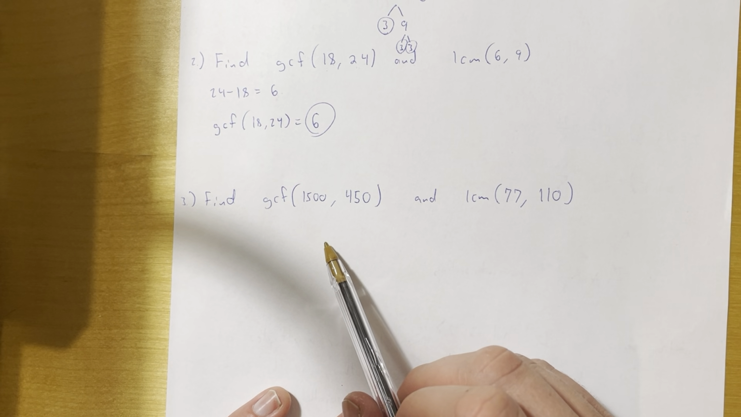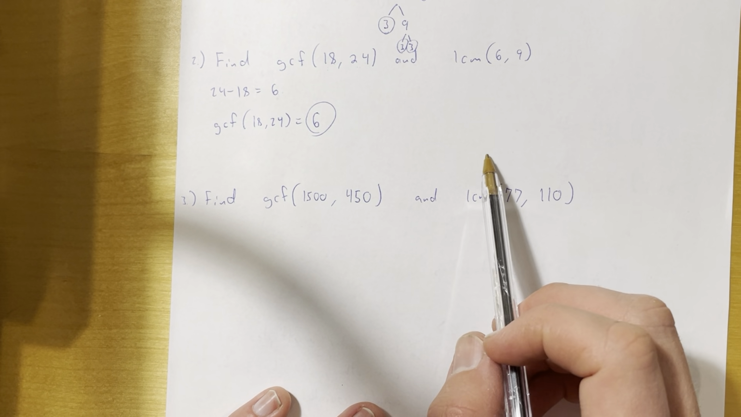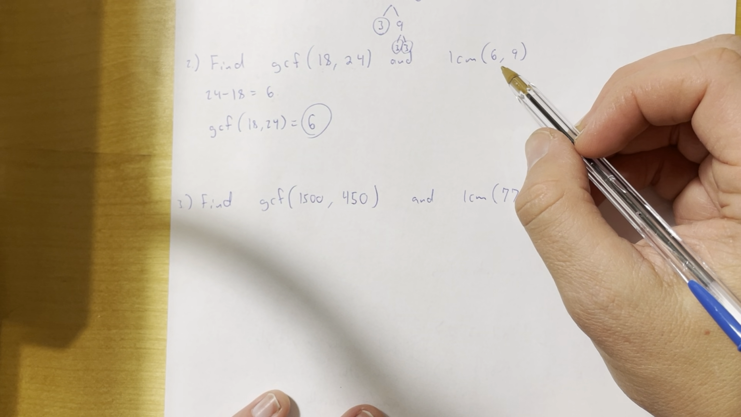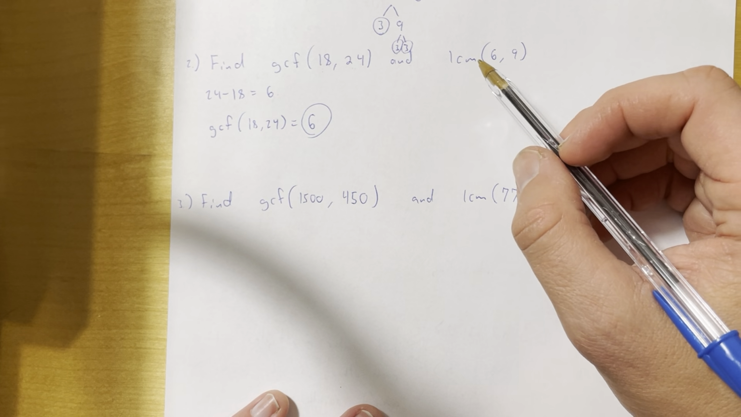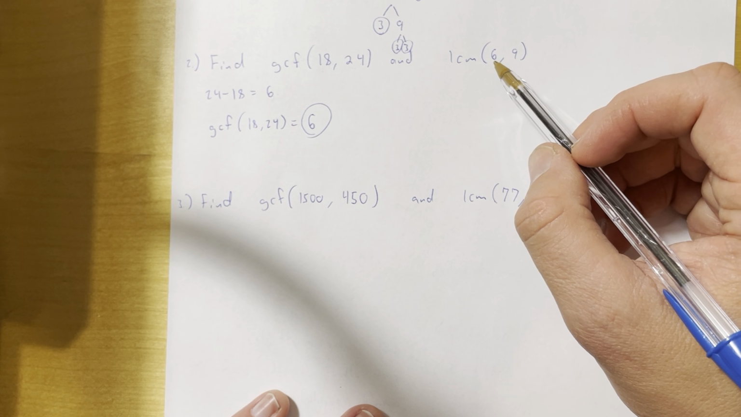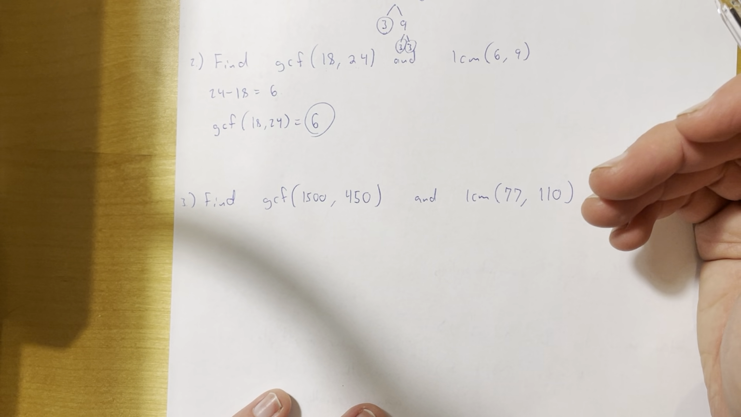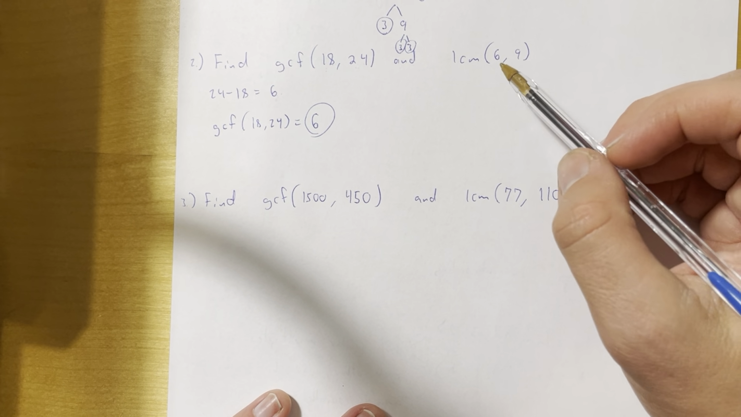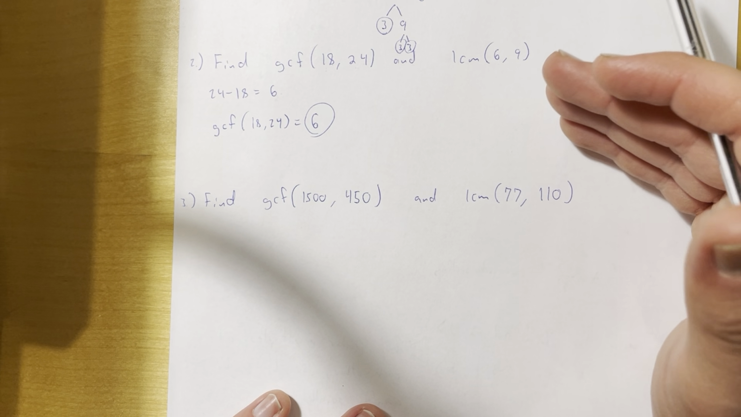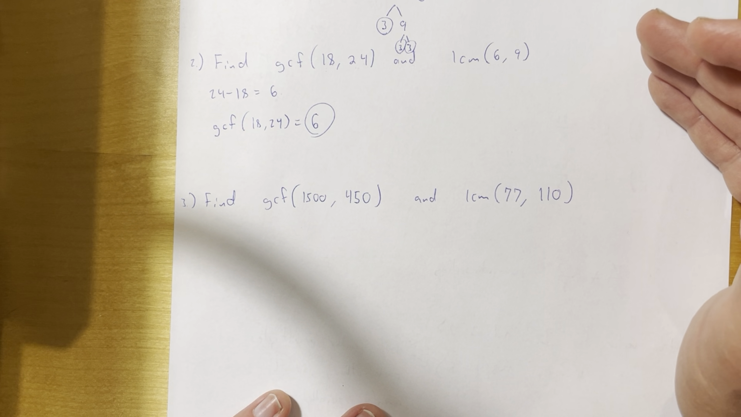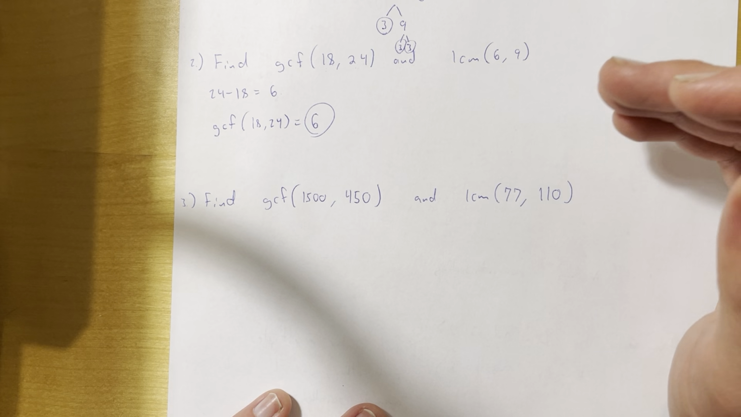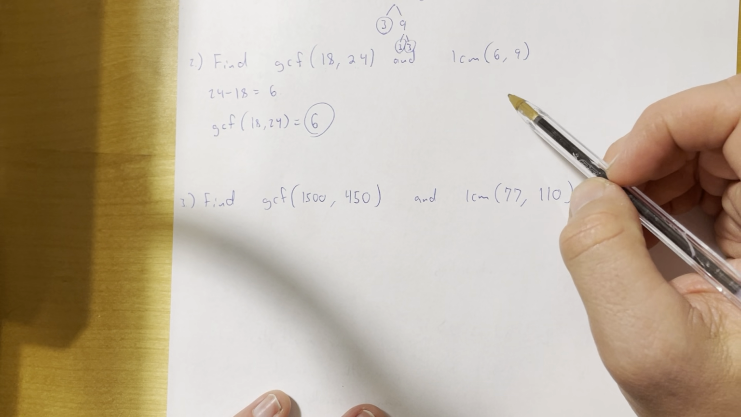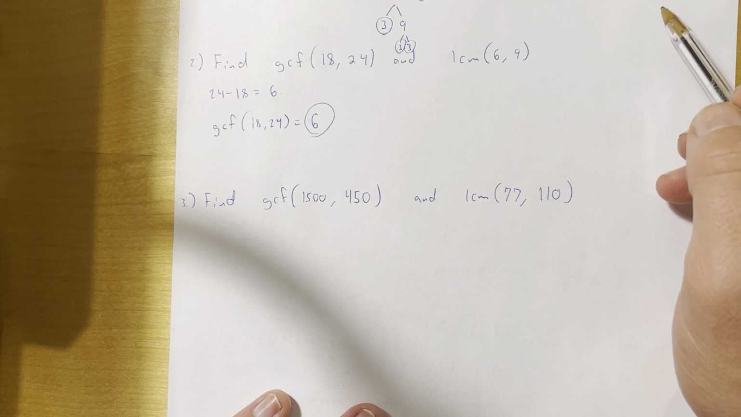LCM of 6 and 9. I think I might have done this one in the parent class. I can't remember now, but this one is really straightforward and easy to do mentally. So for this, remember, multiples are different from factors. Multiples of a number are numbers that I get when I count by a particular number. For example, if I count by 6s, I get 6, 12, 18, 24, 30, and so on. Every number in that list is a multiple of 6. So there are infinitely many multiples of 6 because I can count by 6 without ever stopping.